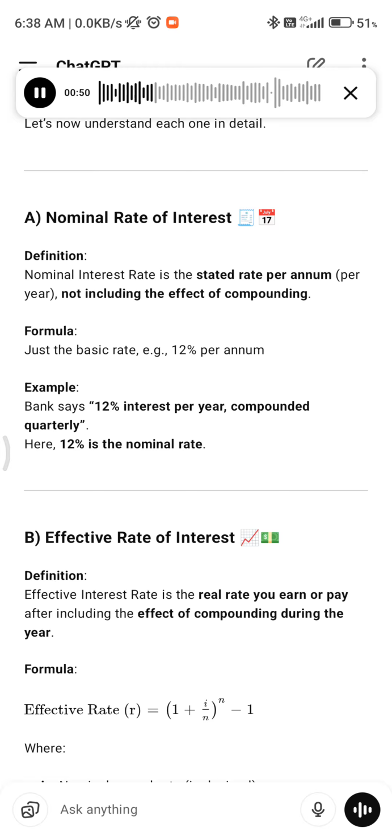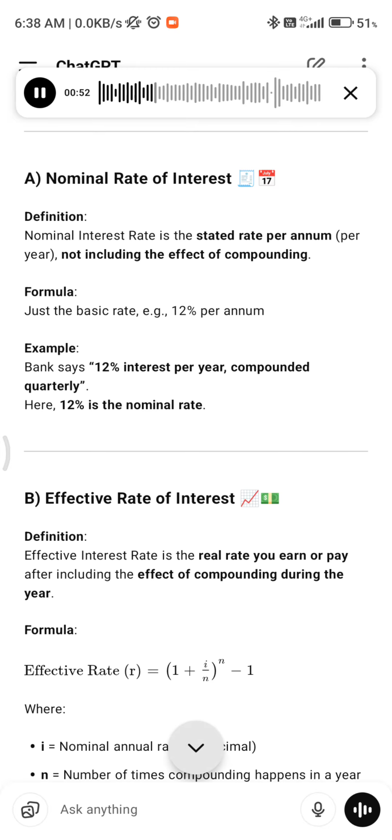A. Nominal rate of interest. Definition: nominal interest rate is the stated rate per annum, per year, not including the effect of compounding. Formula: just the basic rate, e.g., 12% per annum. Example: bank says 12% interest per year compounded quarterly. Here, 12% is the nominal rate.